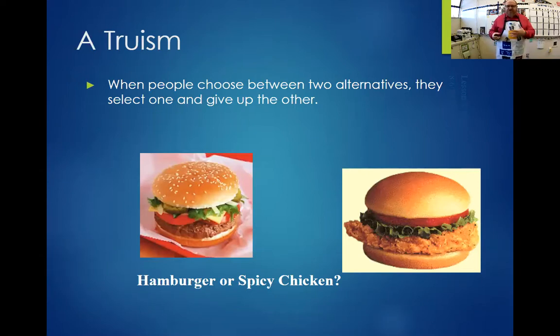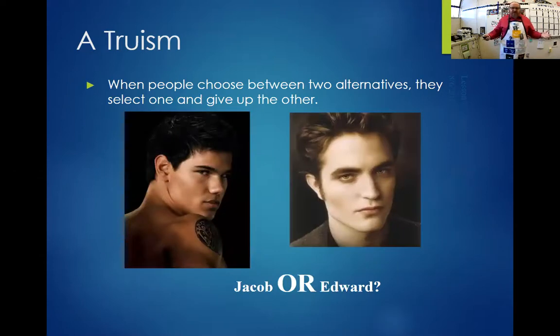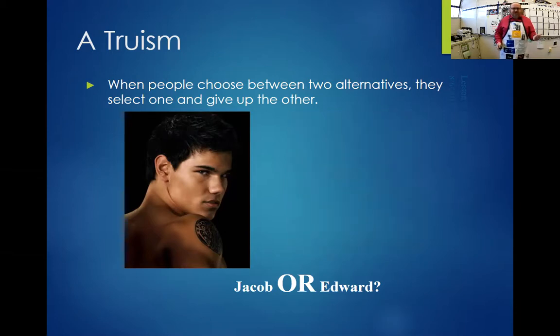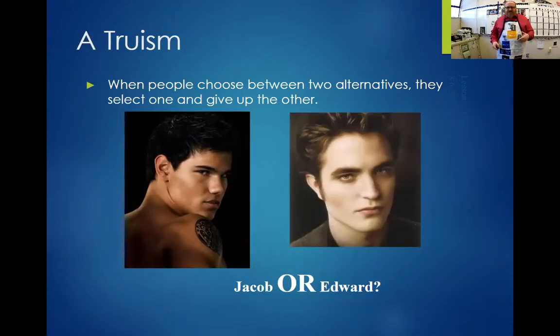When people choose between two alternatives, they select one and give up the other. So in the case of Miss Swan here, Bella, she had two choices: Jacob or Edward. Which one is she going to choose? If you look at the advantages and disadvantages, which one would be best? If she chooses Jacob, then the opportunity cost is Edward. If she chooses Edward, then the opportunity cost is Jacob.